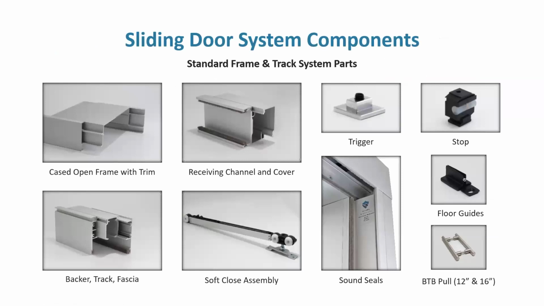Here are our components. The most popular version of this is a surface mount system, we'll get into that later, but this is the cased open frame and the trim that would wrap your drywall cased opening like any no-stop frame. This is the receiving channel that would sit over that frame and the door slides and latches into. This is our backer, track, and fascia. So there's the backer that sits into the wall, and then the roller set would slip into there, and then the fascia would slip into there. So it's a 3-piece unit that actually becomes a 1-person installation. That's a breakout of that.